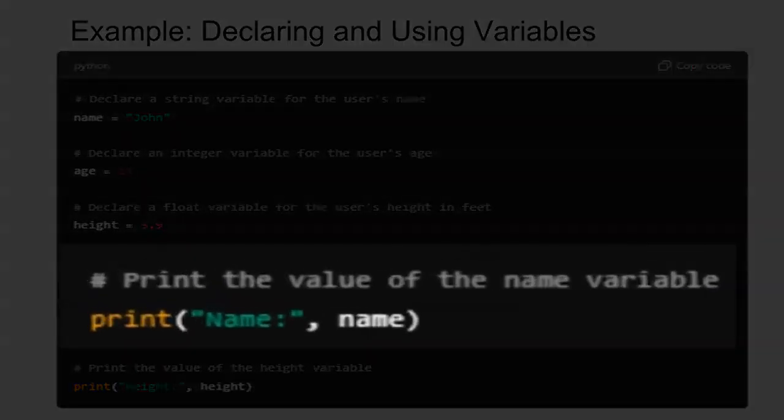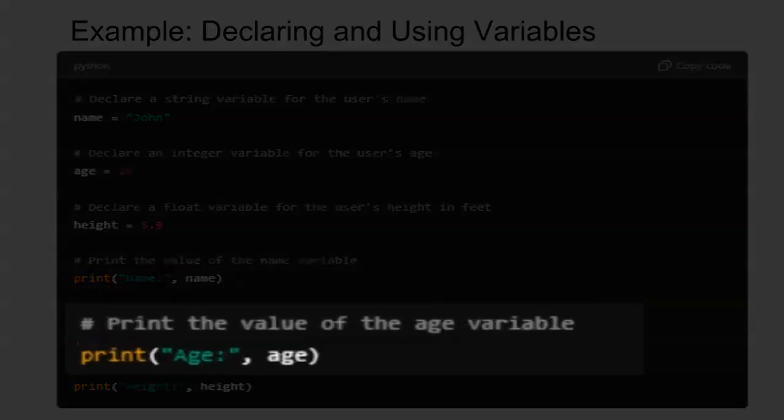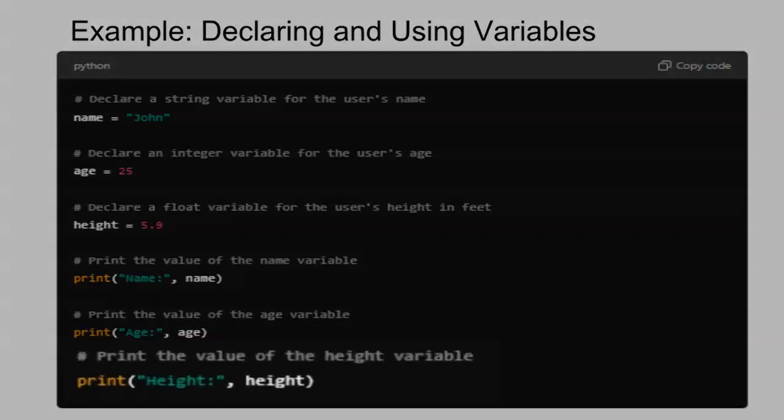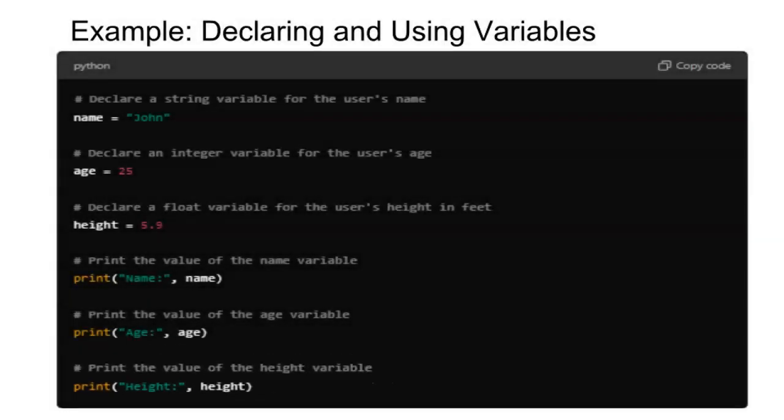Line 4, print name. This line prints the label name, followed by the value stored in the name variable. The print function is used to display output on the screen. Line 5, print age. This line prints the label age, followed by the value stored in the age variable. Line 6, print height. This line prints the label height, followed by the value stored in the height variable.